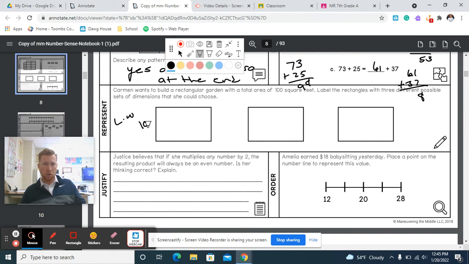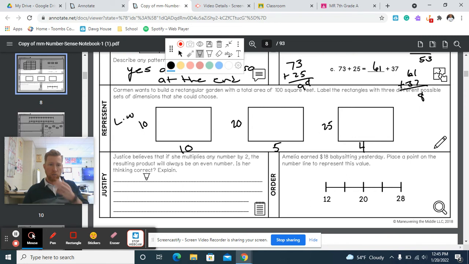For a rectangle, all squares are technically considered rectangles. So by definition, this 10 by 10 would work out. Okay. If I were to say 20 times 5, just like we had up there, that would work out. Okay. If I had 25 times 4, that would work out. You can have a variety of different choices.